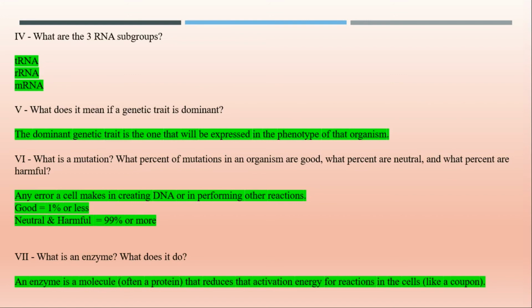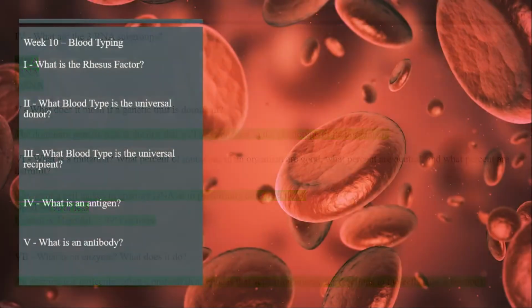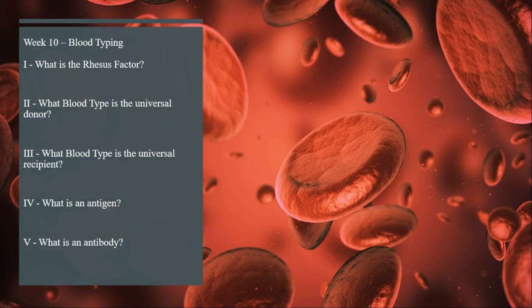Enzymes. An enzyme is a molecule, usually a protein, not always, but usually, and it reduces the activation energy for reactions in the cell. I always think of this as a coupon. You get the same cellular reaction, but 70% off the energy. And that's really efficient. Cells can't do a lot of the things that they would be able to do if they didn't have enzymes. They're critical for any kind of cell reaction.